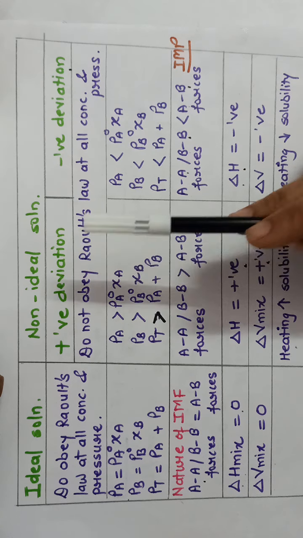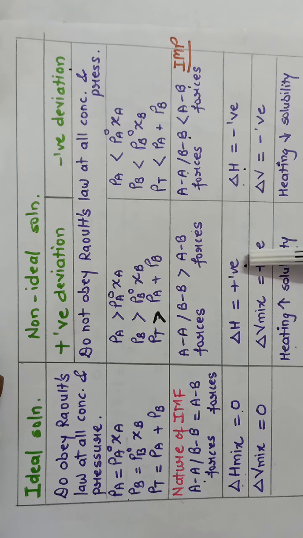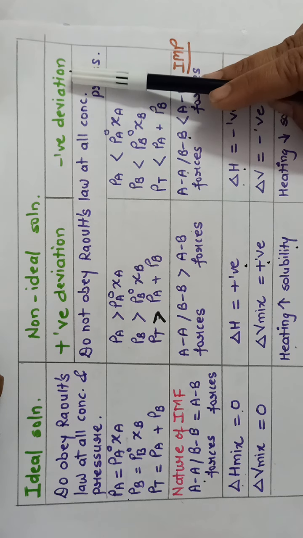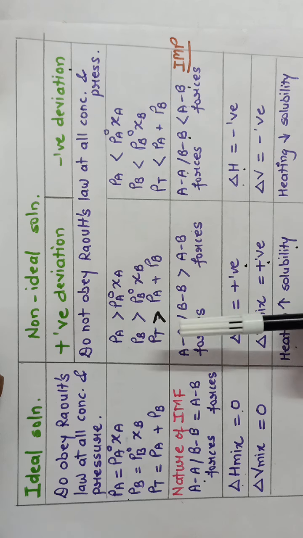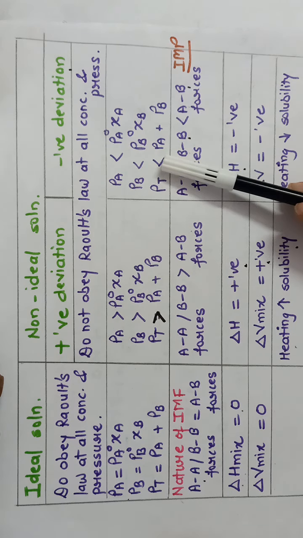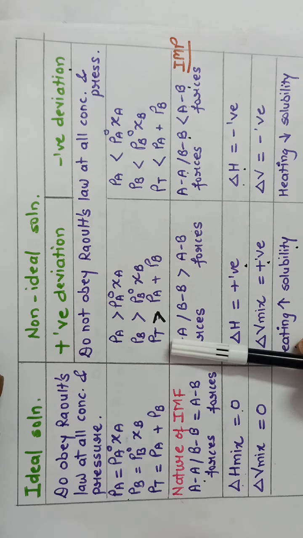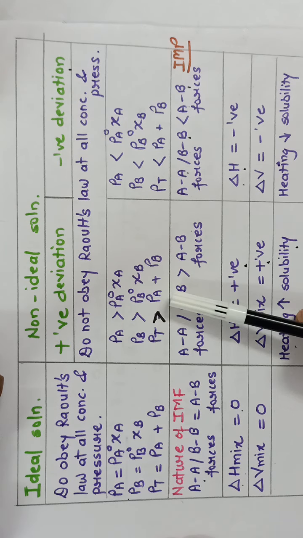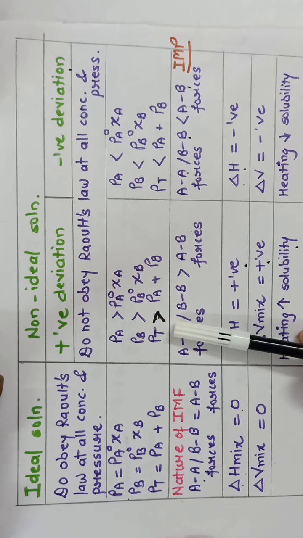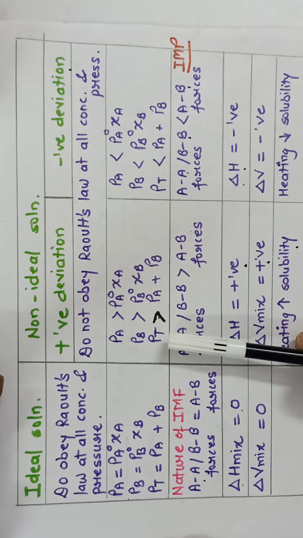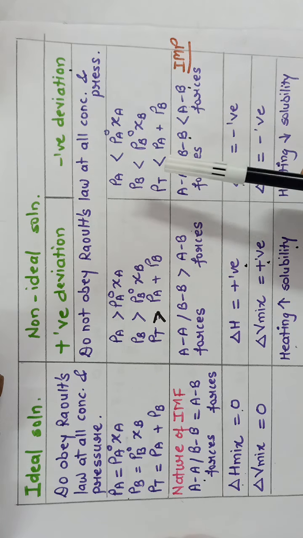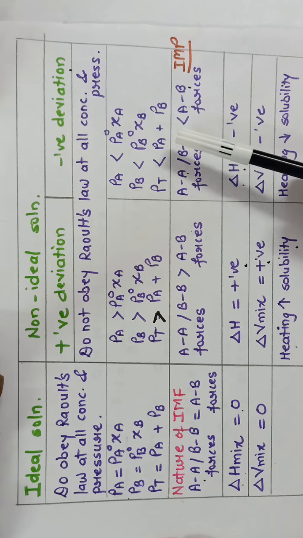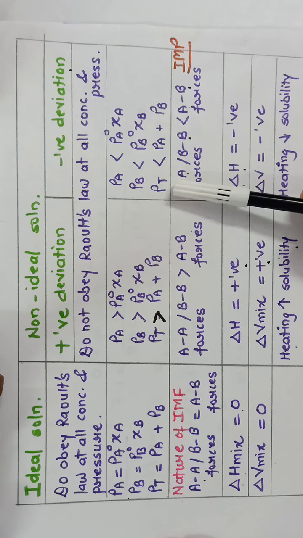In case of positive deviation, all the things are greater or all the things are in plus. Whereas in case of negative deviations, all the things are less or all the things are in negative. But I would like to draw your attention to this point. In case of solutions showing positive deviation, their total vapor pressure is greater than that of expected ideal solution. Since the vapor pressure is greater, their boiling point will be less. Whereas in case of solutions showing negative deviations, their total vapor pressure is less than the expected ideal solution. Since the vapor pressure is less, their boiling point will be higher.